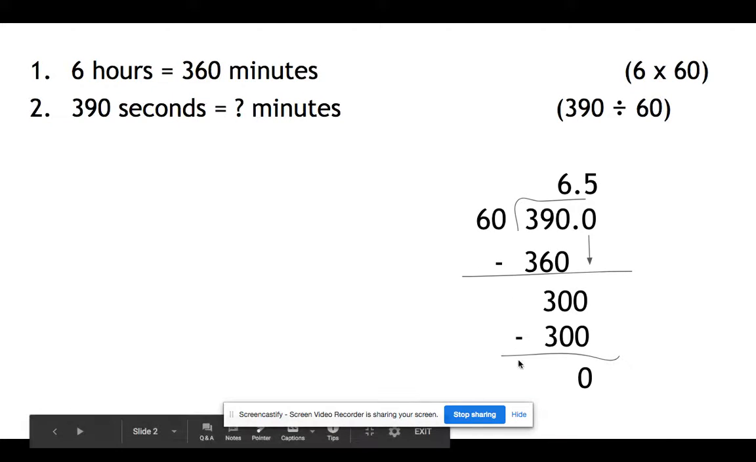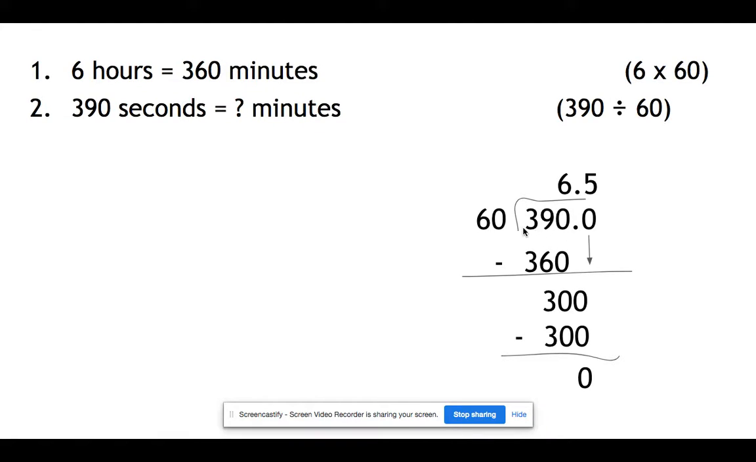So if you take a look below, I solved the problem. I did 390 divided by 60. I know 60 goes into this number 6 times. When you multiply that, you get 360. When you subtract, you get 30. Now, we can't have a remainder, so I need to continue solving. So I added a decimal point and a 0.